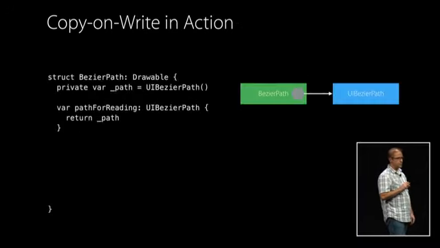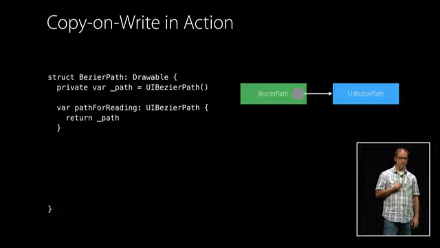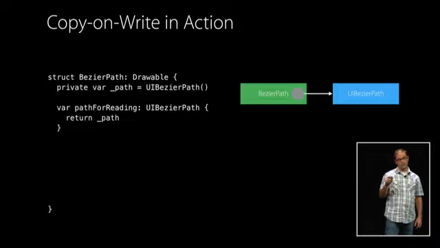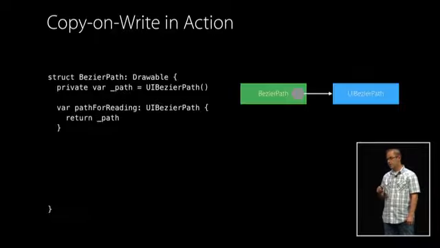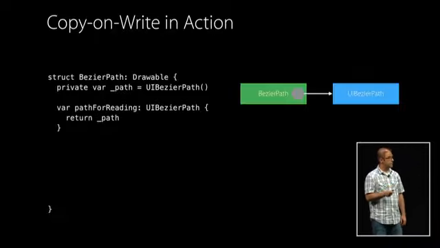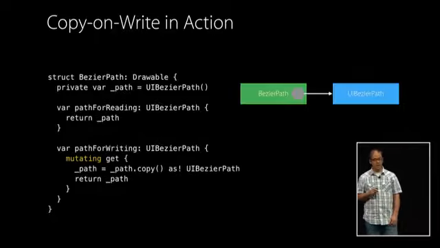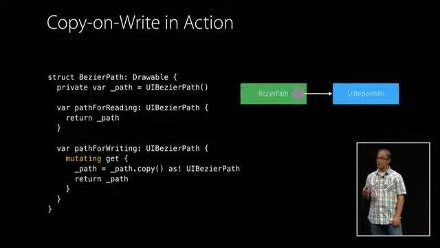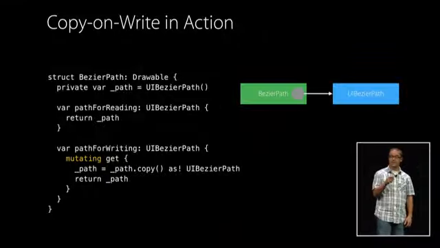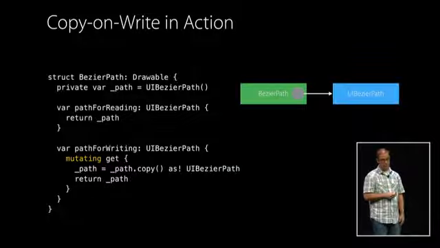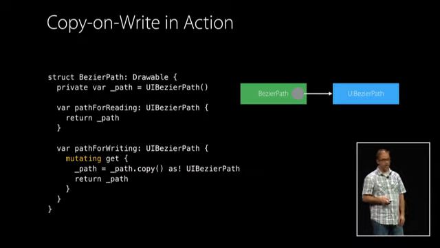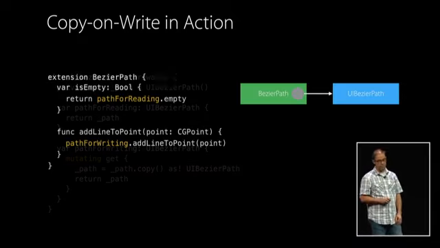So to do that, we need to introduce a couple of new things to our Bezier path. First, we want to make our path instance private. And next, we want to implement this computed property, pathForReading. And from there, we'll return our private instance variable. And we want to make a pathForWriting computed property that's marked as mutating. And that's going to, in fact, change the state. So we've marked it mutating. And we set path equal to a new copy of our existing path. Now we have both a reading copy and a way to get a writing copy.